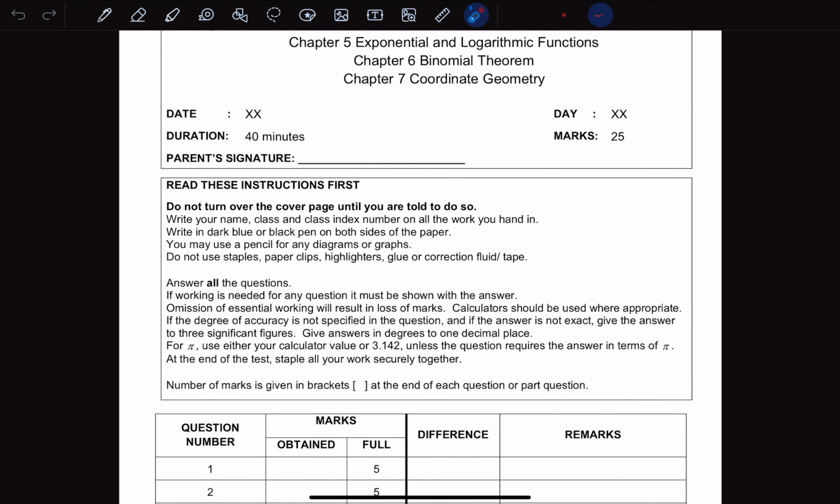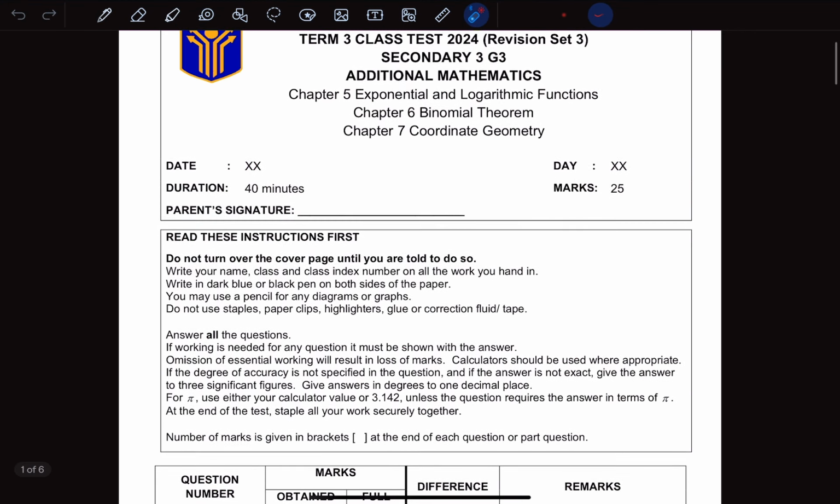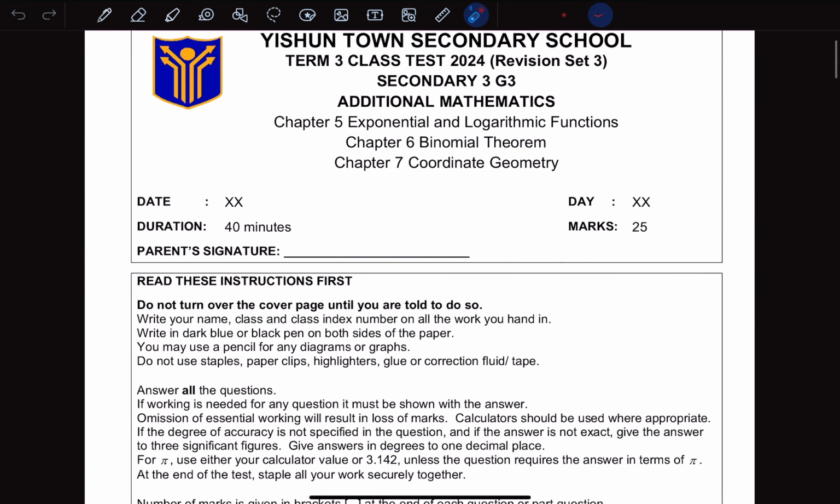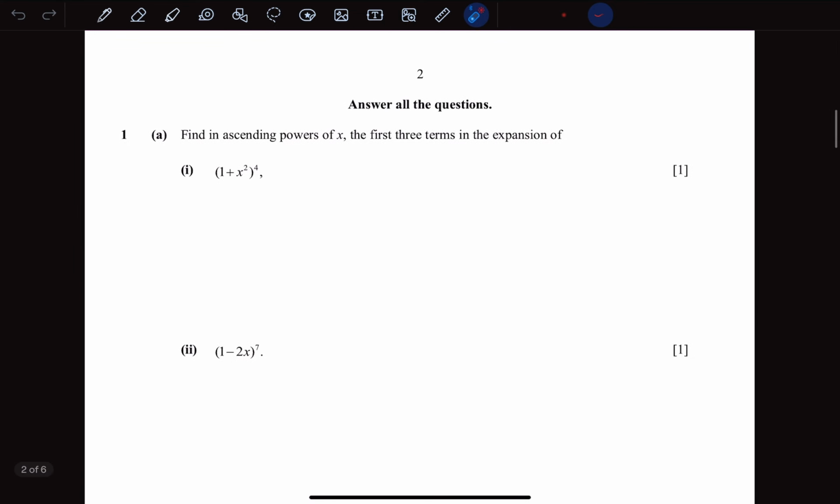Okay, this video will go through the term 3 WA2 revision set 3. So make sure you have finished this set before watching the video to go through your workings and solutions. Okay, so let's start with question 1.